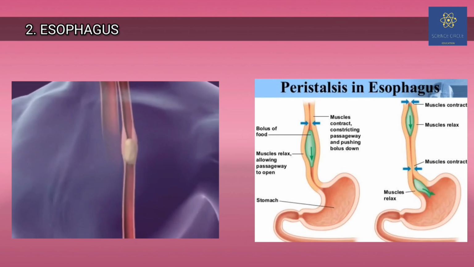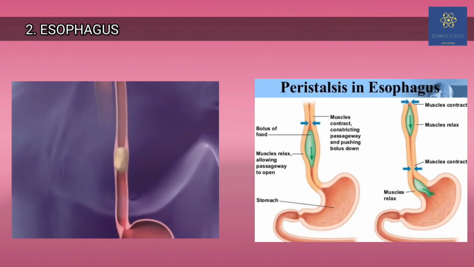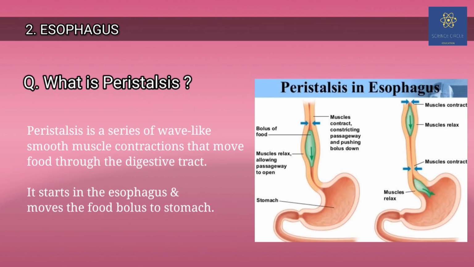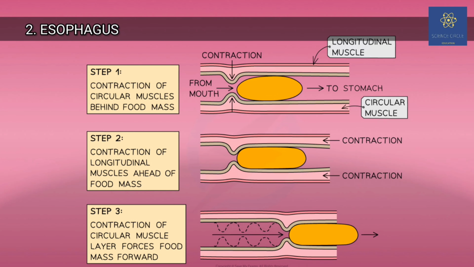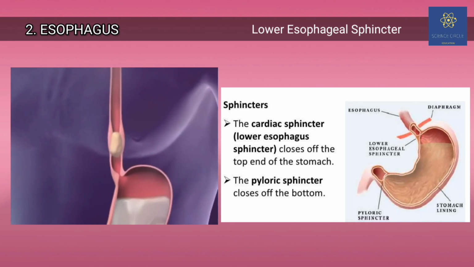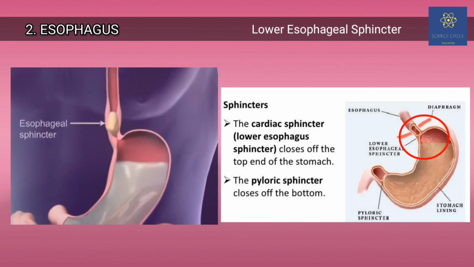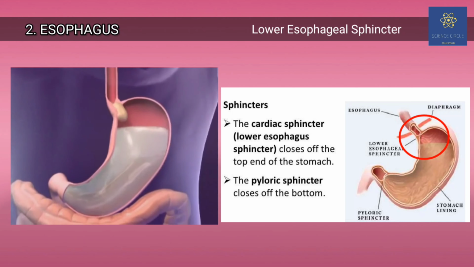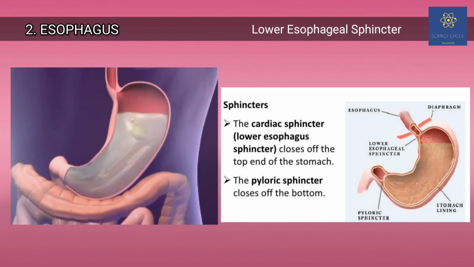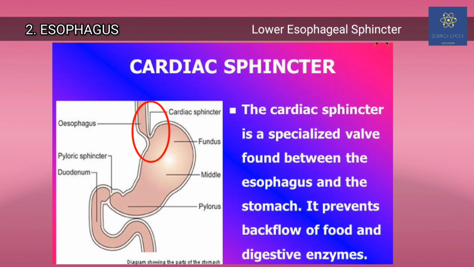As the bolus reaches the surrounding esophageal tissue, it senses it and a special wave-like constriction is triggered by the circular muscles of the gut, called peristalsis, which passes the food into the stomach. The cardiac sphincter, also known as the lower esophageal sphincter, is a specialized valve found between the esophagus and stomach. This prevents the backflow of food and digestive enzymes back into the esophagus.